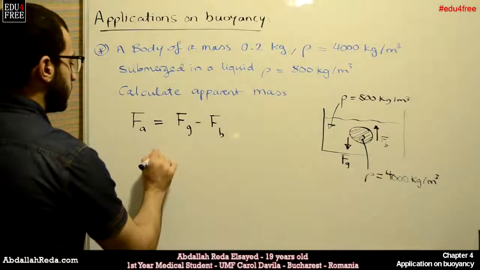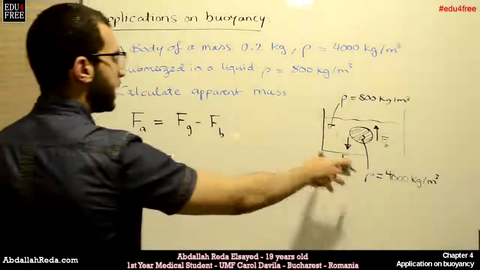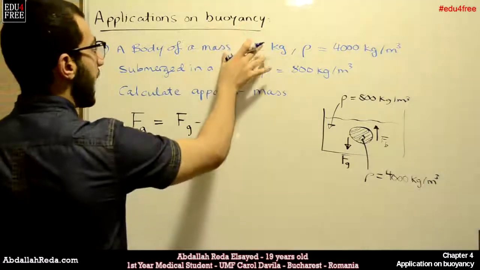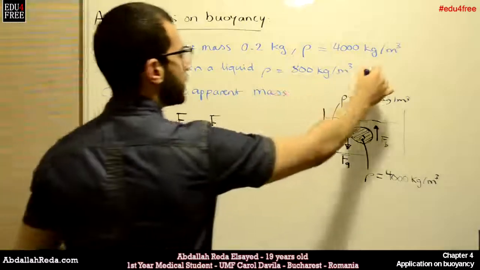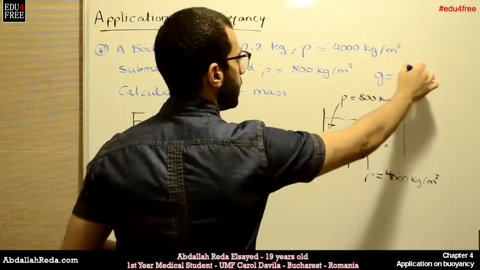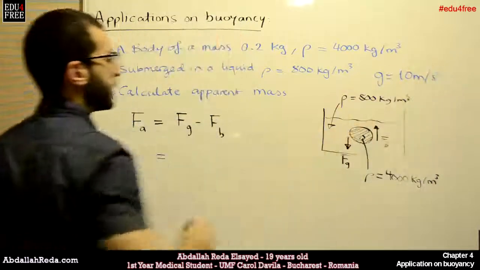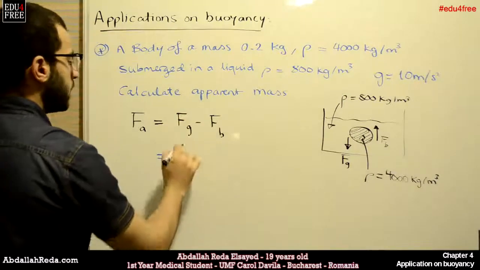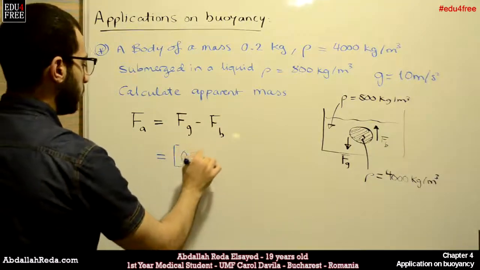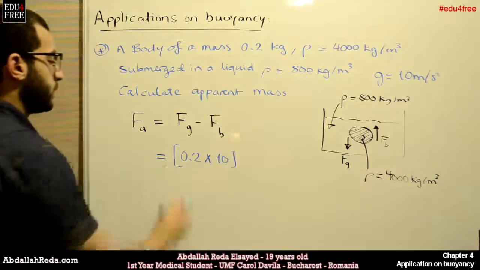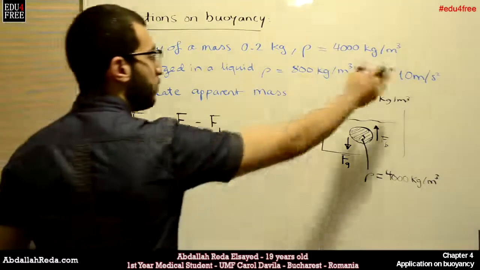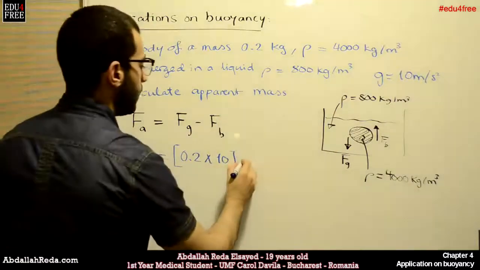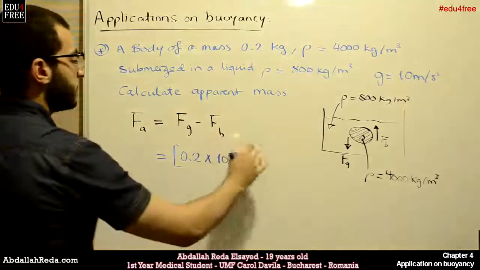The force that pulls the body down is the weight of the body, and the weight equals the mass multiplied by gravity. We will say that gravity equals 10 meters per square second. So we have here this Fg will equal 0.2 kilograms multiplied by 10 meters per square second, minus, and then we have the force of buoyancy.